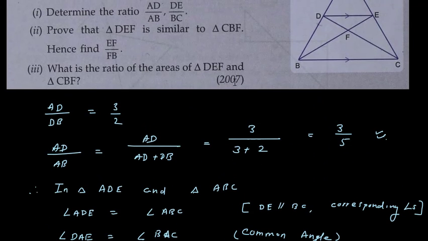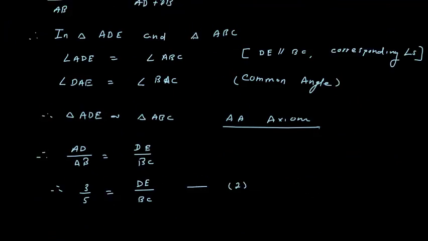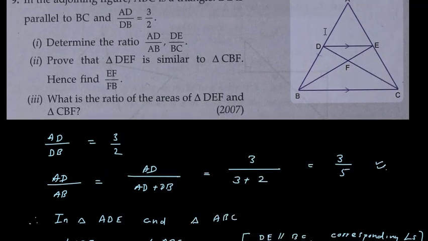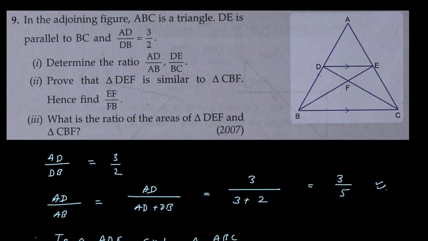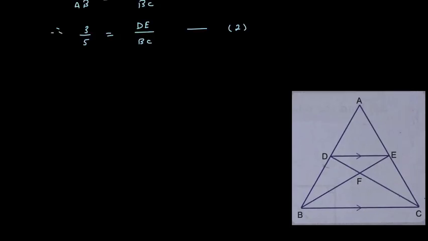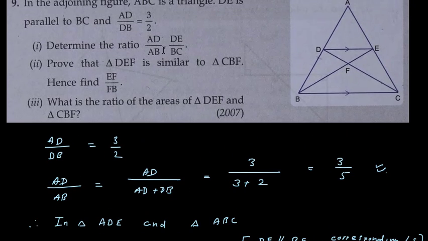Now the third part is: prove that triangle DEF is similar to triangle CBF. So this is the second equation. Now what I will do is redraw the triangle here, otherwise again and again we have to look back. So we have to concentrate on these two triangles.